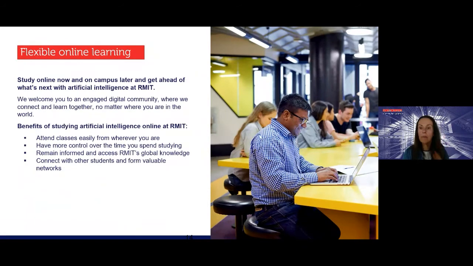And one thing to note is the idea of flexible online learning in the current environment that we find ourselves in. There's the possibility to study online now and on campus later. And the point about this is we have an engaged digital community where we can connect and learn together.